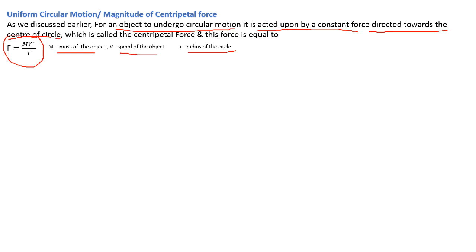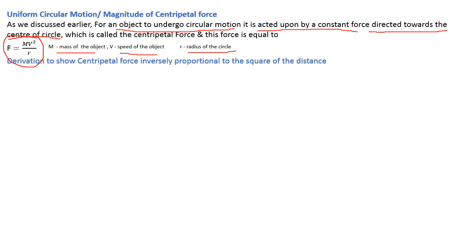So we consider the mass of the object, the speed at which it is revolving, and the radius of the circle. This is just the starting point of the centripetal force. Now, as we said, the next part is the derivation to show that the centripetal force is inversely proportional to the square of the distance. Means, as we discussed, if the distance increases, the centripetal force will decrease, and if the distance of the planet from the sun decreases, then the centripetal force will be more.